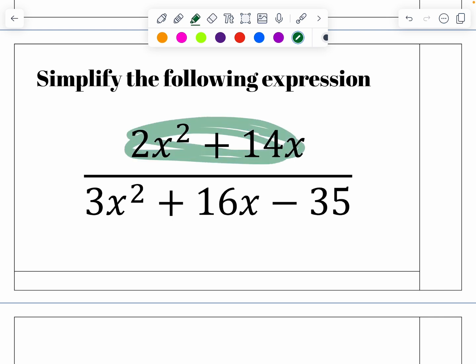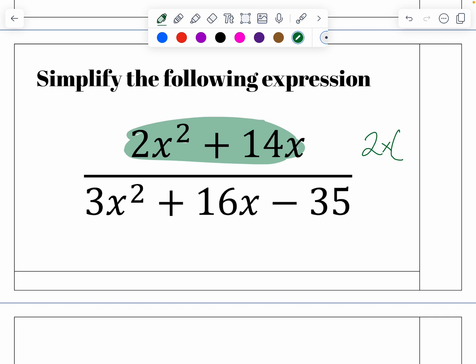Okay, so I'm going to do it piece by piece. I'm going to start with my numerator. Looking at my numerator, I see that both of those numbers, both the 2 and the 14, are divisible by 2. So I'm going to take out a 2. And then I also see at least one x attached to both of those. I see 2 x's here, and I see 1 x here. So I can definitely take a singular x out of both of those.